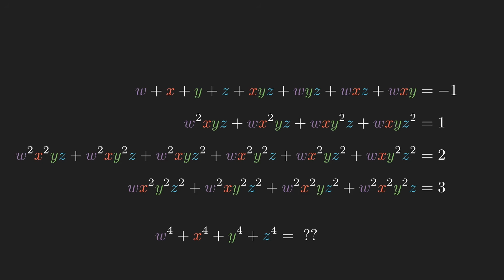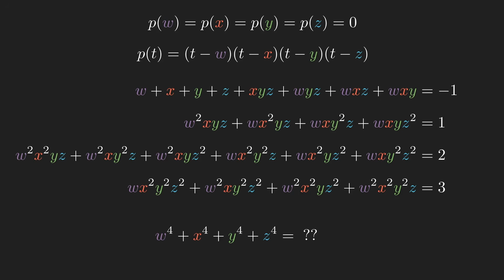Well, if we want a polynomial p of t such that p of w, p of x, p of y, and p of z are all 0, the simplest thing we can do is let p of t equal t minus w times t minus x times t minus y times t minus z. If you plug any of w, x, y, or z into this polynomial, one of the factors is 0, so the entire product collapses to 0.